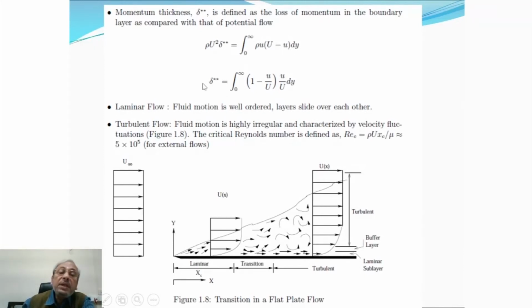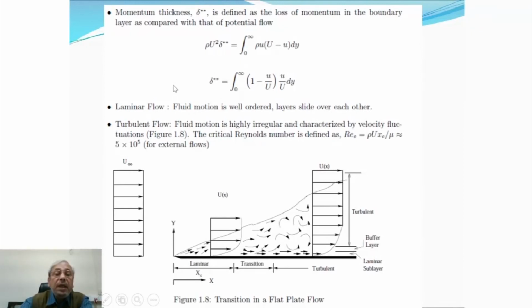So delta double star, which is the momentum thickness, is finally given by, if we shift rho into U square to the right hand side, delta double star equal to the integration of uppercase U minus lowercase u by uppercase U, multiplied by lowercase u by uppercase U dy, integrated between 0 and infinity. So this is the definition of momentum thickness.